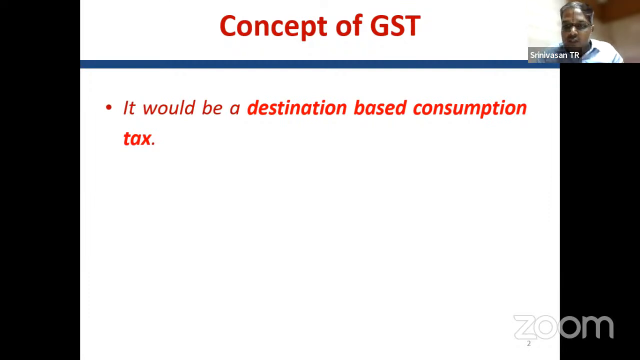So as on date, there is no further guarantee given. So as of now, every state has to be self-sufficient in terms of managing the tax revenues within the broad framework of the GST, right? So the first thing is destination tax.